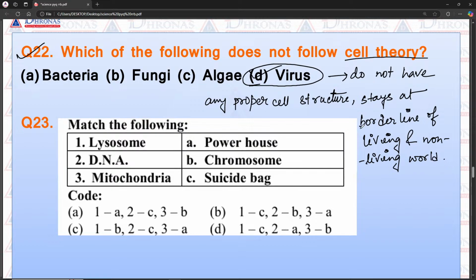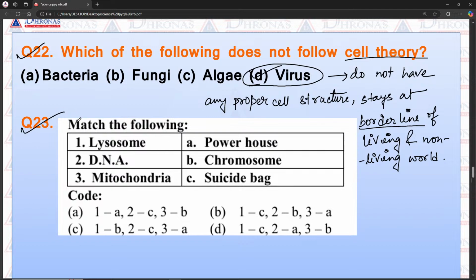लिविंग और नॉन लिविंग के बॉर्डर लाइन पे वायरस होते हैं. जब नॉन लिविंग मैटर में होते हैं तब वो लोग बिहेव लाइक अ नॉन लिविंग थिंग. व्हेनेवर दे आर इन अ लिविंग सिस्टम दे बिहेव लाइक अ लिविंग. ठीक. सो वायरस इज द ओनली एक्सेप्शन ऑफ सेल थ्योरी.